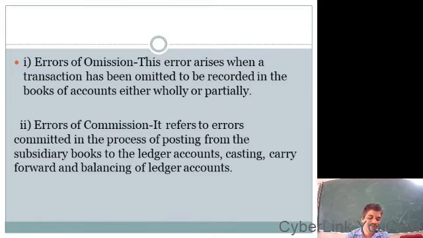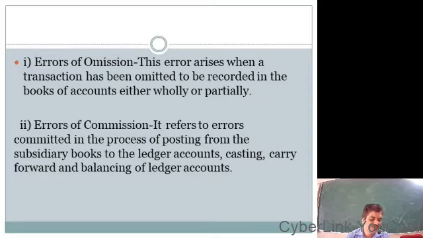Second one may be goods of rupees 500 purchased from M and Company recorded as from N and Company. Here, a mistake in the name of the supplier in the purchase day book is what we are observing. So this is another example of the error of commission.